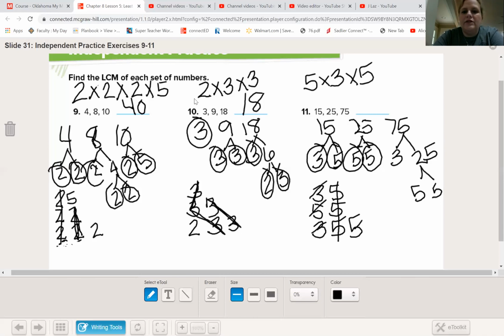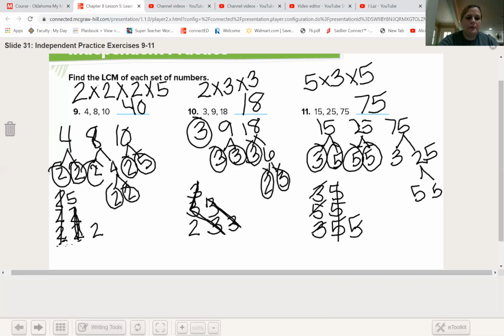So 5 times 5 is 25. 25 times 3 is 75. Or I could say 5 times 3 is 15. 15 times 5 is 75. So that's how we find it when we have 2 or 3 numbers.